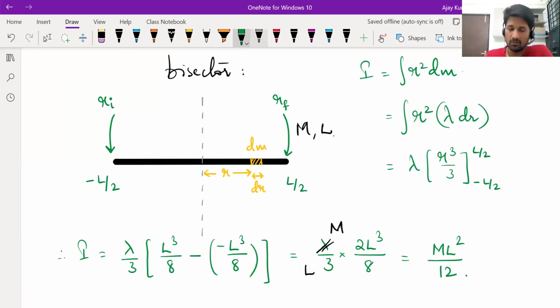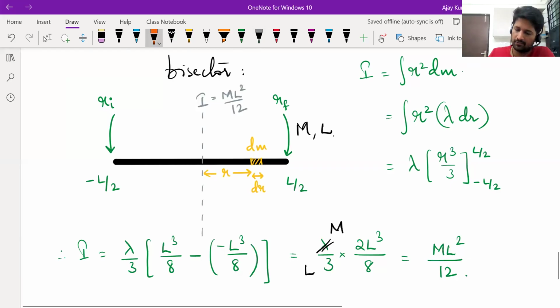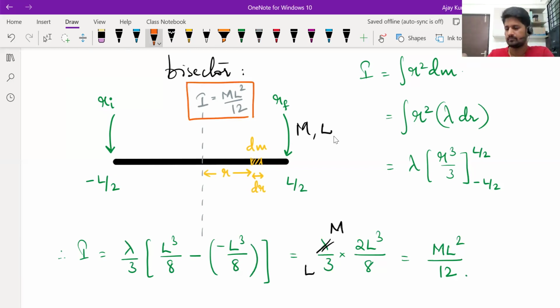Therefore, the moment of inertia of a uniform rod about its perpendicular bisector is ML square by 12. Very, very important. We'll be using this very frequently, so you need to remember. Is the derivation clear to all of you? I'll tell you another way also to derive.